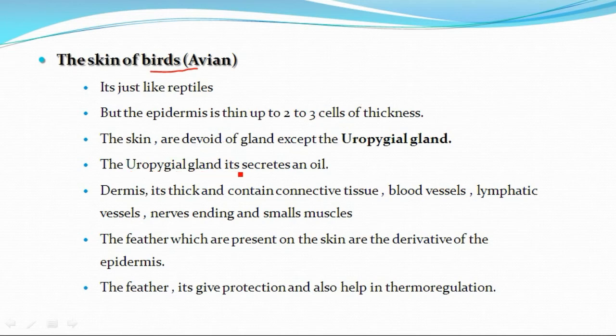The uropygial gland secretes an oil, and it gives a brightness to the feathers of the birds. The dermis is thick and contains connective tissue, blood vessels, lymphatic vessels, nerve endings and small muscles. The bird's dermis is thick and contains connective tissue, blood vessels, lymphatic vessels, and nerve endings.